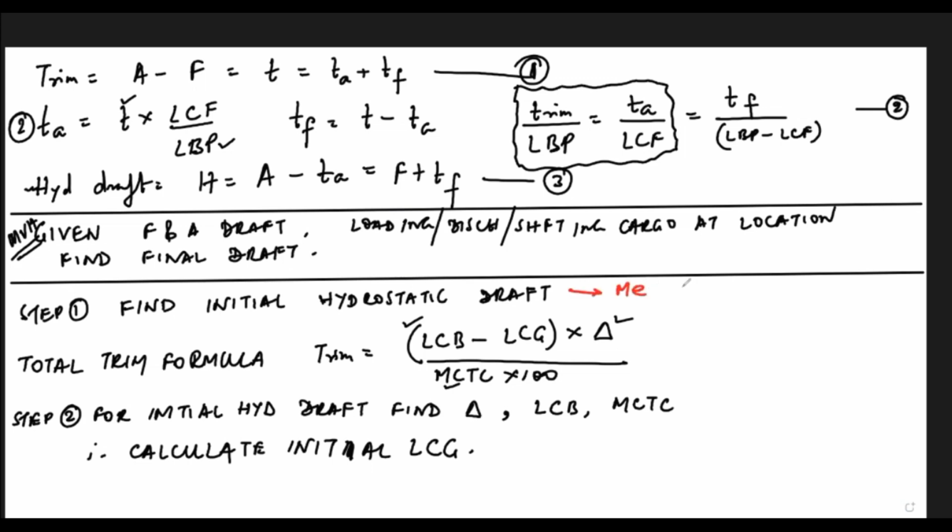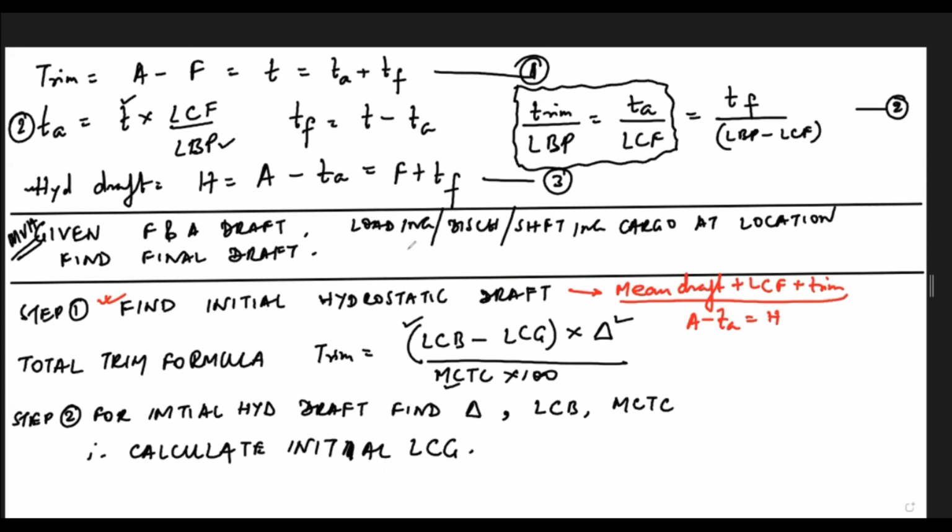So we need mean draft and LCF, these two we need. Mean draft, LCF and trim. These are the things we need. So we will calculate the TA and then we will do A minus TA is equal to hydrostatic draft H1. So that is how we are going to calculate the initial hydrostatic draft.